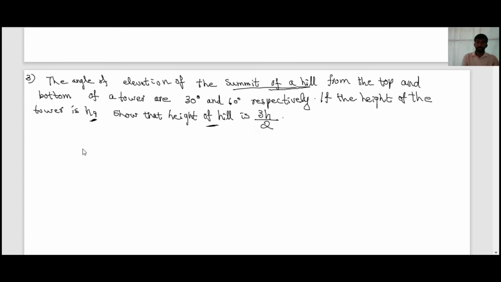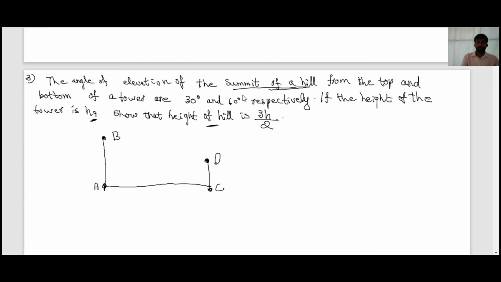See, given data is one hill is there as well as one tower is there. Assume that AB be the hill, and one tower is there. Always the tower is smaller than the hill, because from the tower you are looking at the top of the hill, so you need to take it smaller than the hill. Then see, this is our reference line, that is ground. Here AB is already taken, CD be the tower.